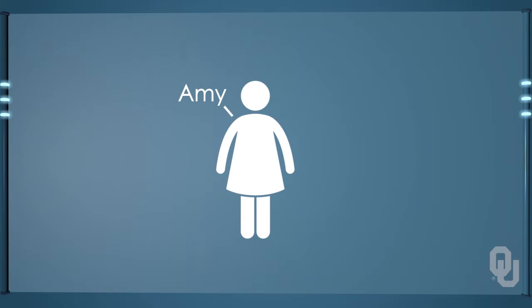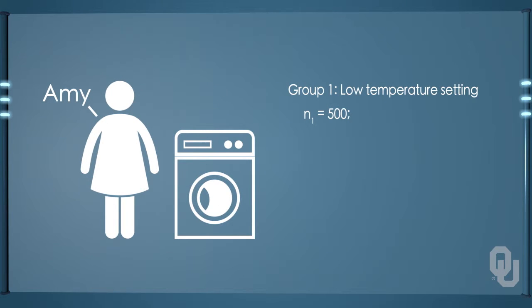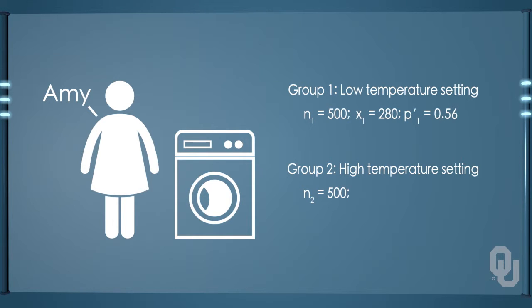Amy, a marketing director, conducts an experiment to compare consumer satisfaction with a brand name laundry detergent. The experiment is based on the temperature used for the wash cycle. The first random sample of 500 individuals who agree to participate is asked to use the product in the standard size load under a low temperature setting. The second random sample of 500 participants is asked to use the same product on a standard size load under a high temperature setting. 280 participants in the first sample prefer the cleaning outcome of the detergent compared to 320 from the second sample.